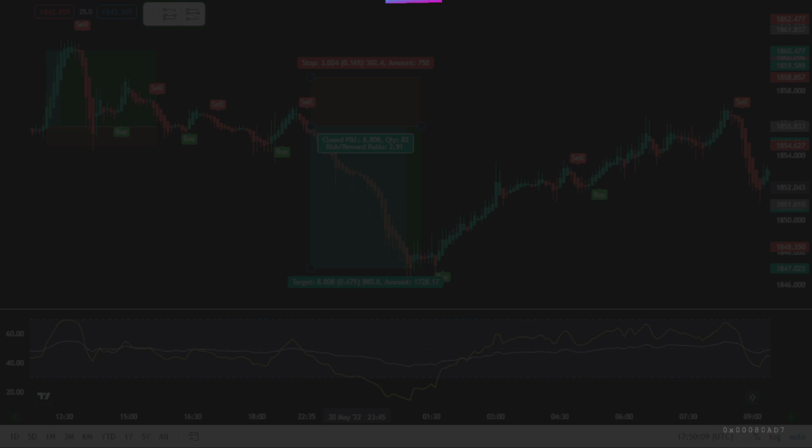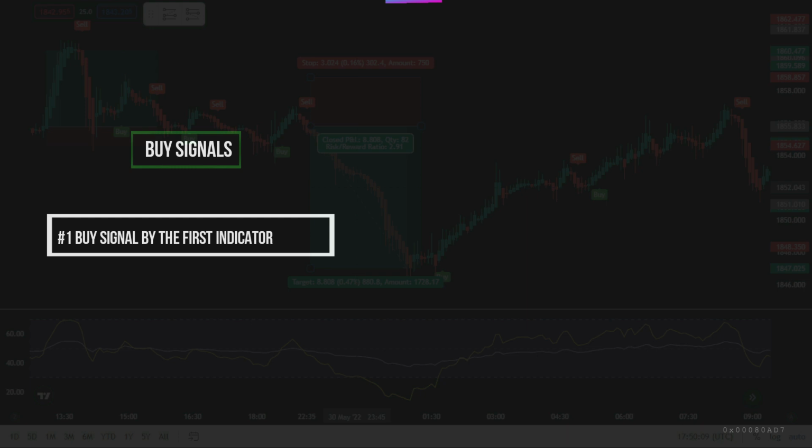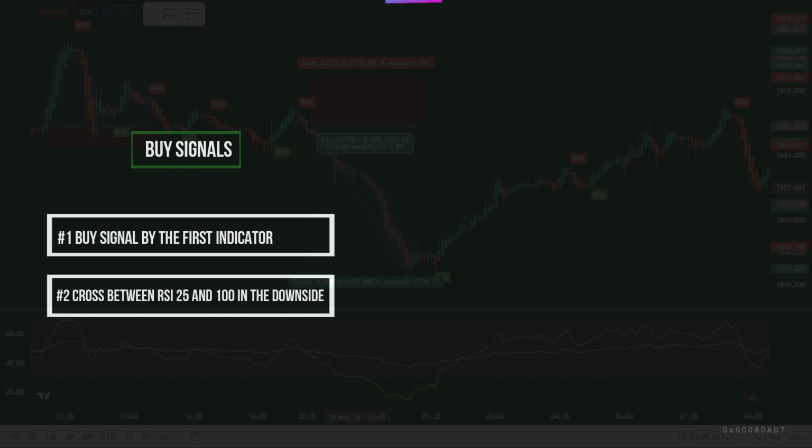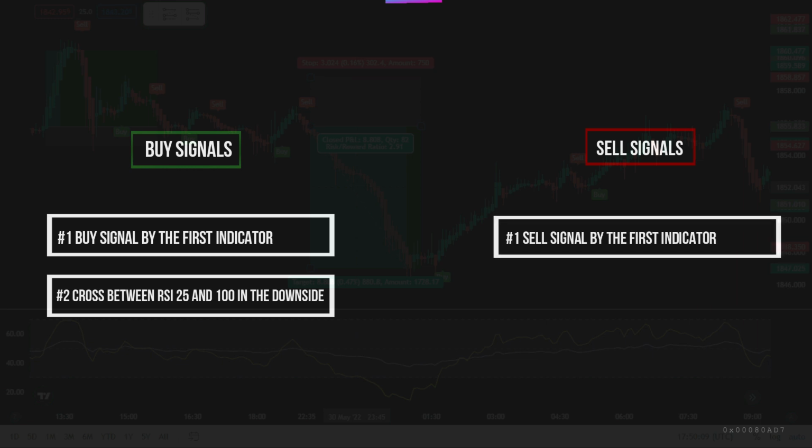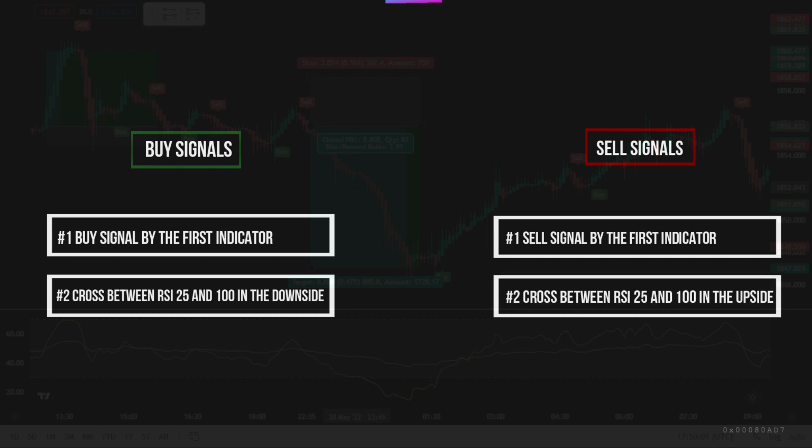Finally, we will make a quick recap of the trading conditions. For a buy signal, after the signal of the first indicator, we will wait for the confirmation from the RSI, and the rule is that the RSI 25 should cross the RSI 100 turning up. For a sell signal now, after the signal of the first indicator, we will wait for the confirmation from the RSI, and the rule here is that the RSI 25 should cross the RSI 100, but this time turning down.